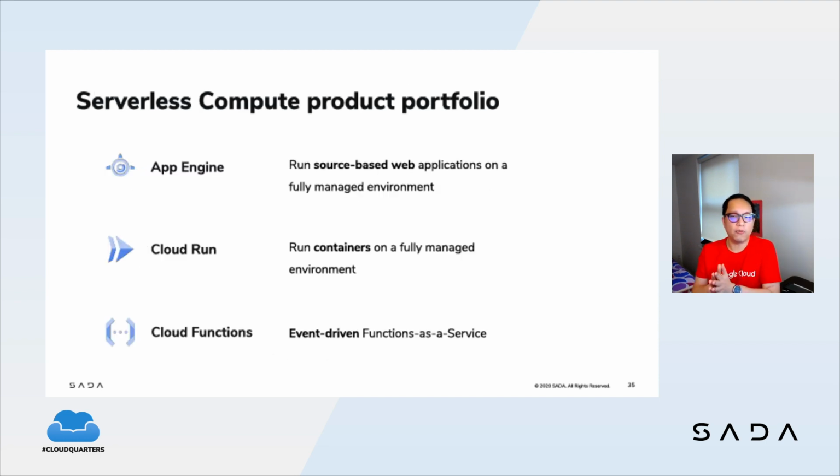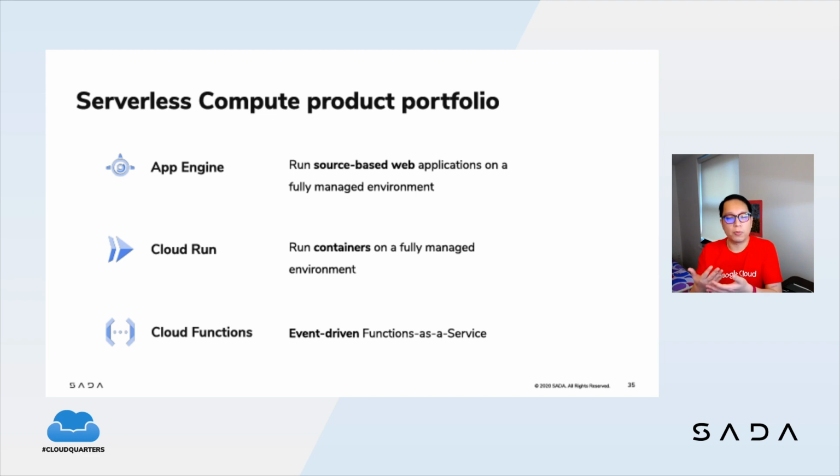Within GCP, we offer a lot of services. We even provide 3 different kinds of serverless compute products within the portfolio. One is called App Engine, which is a source-based web application on a fully managed environment, where you can host your web application. We just deploy your source code into that App Engine environment. Your application will be up and running, auto-scaling when the workload comes in.